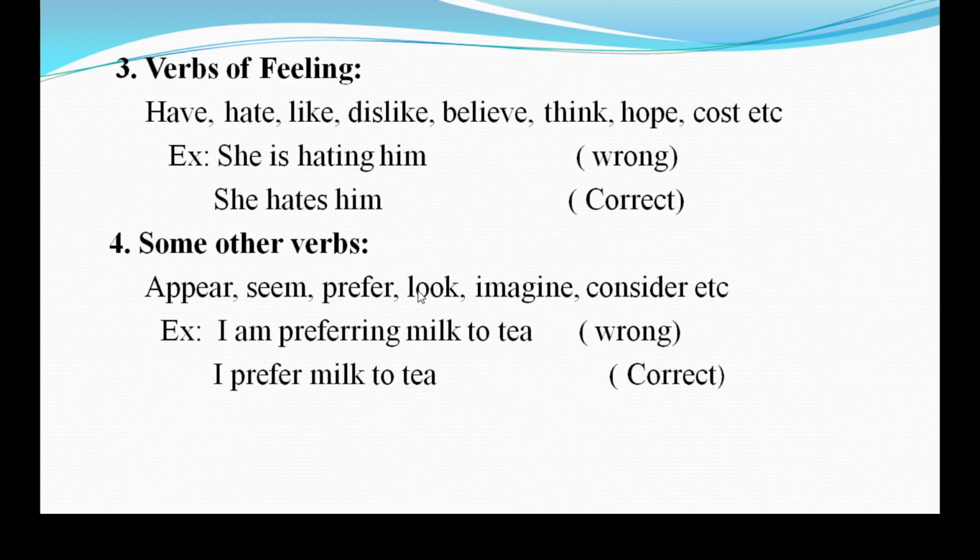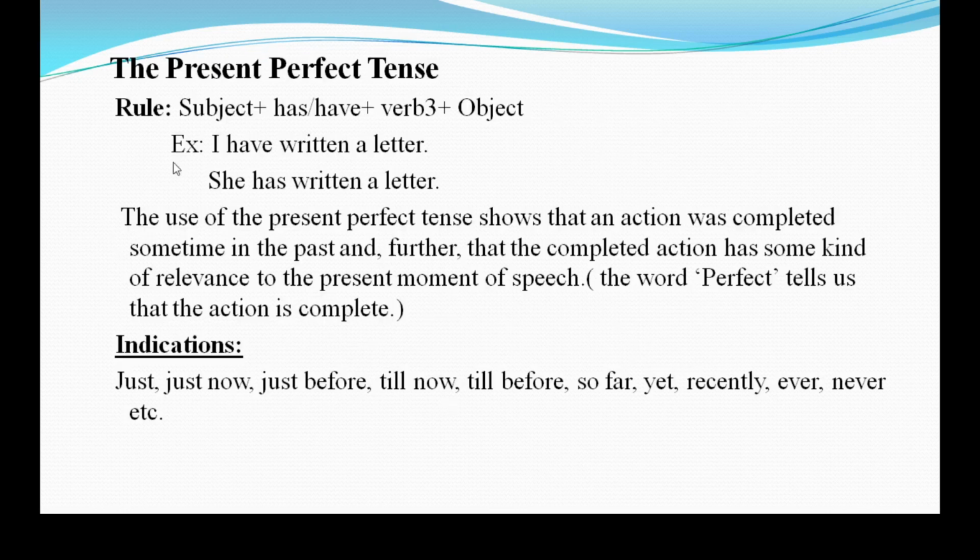And here, some other verbs shouldn't be used as both state verbs and action verbs. So, for example, "I am preferring milk to tea" is a wrong sentence. Instead of that, "I prefer milk to tea" is the correct usage.